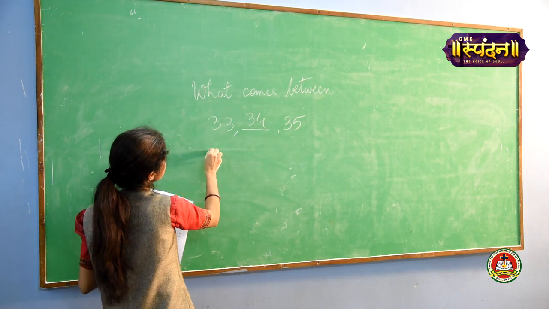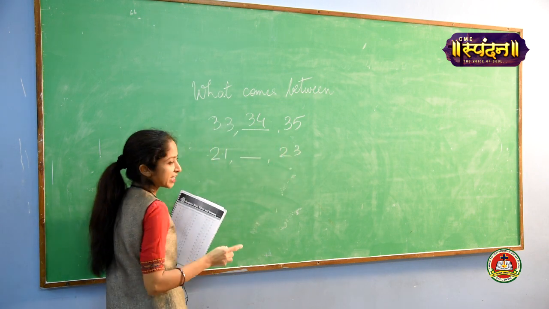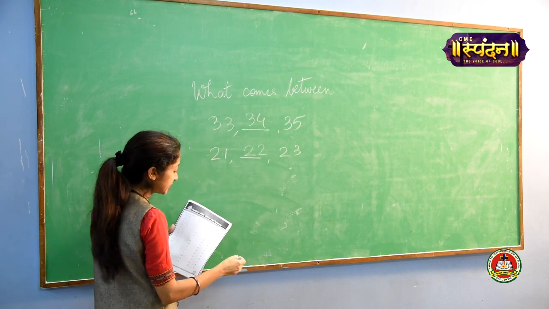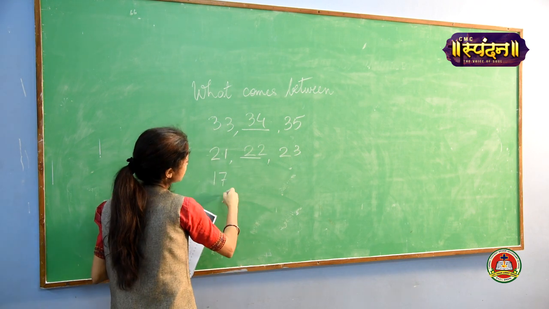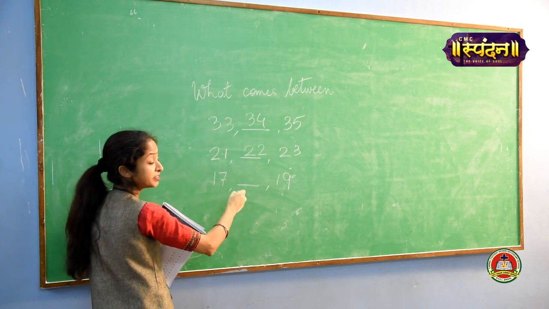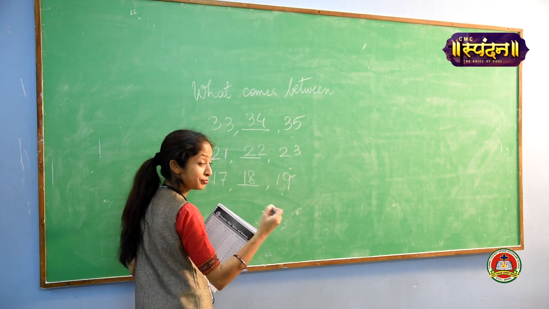Okay. Next is 21-23. Just do the counting randomly. 21, 22. Yes, 22. Next is 17 and 19. What is it? 17. After 17, 18. Yes, just count the next number. You will get the number in between.